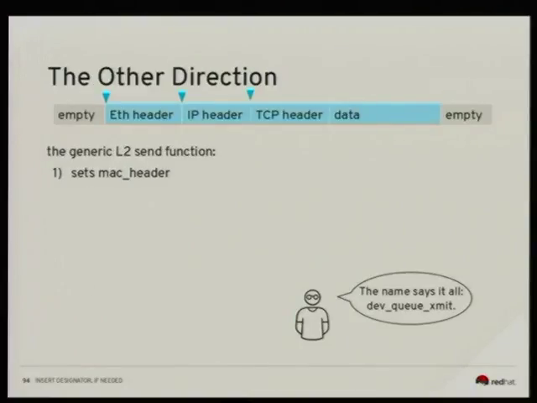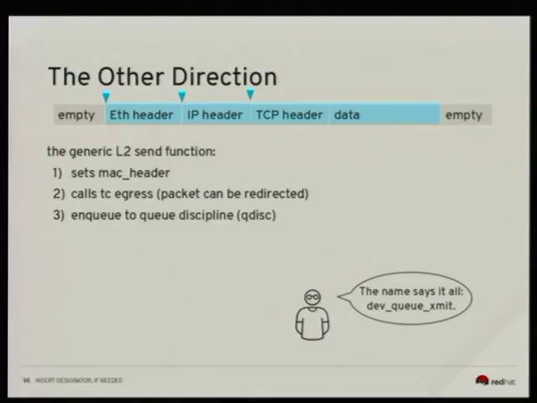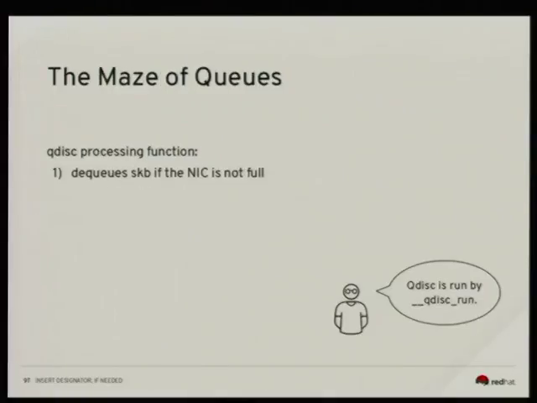The L2 send function, which is called dev_queue_xmit, sets the final pointer and calls TC egress. We met that on ingress, so this is like the opposite part, and again it can steal the packet. And then we enqueue the packet to the so-called queue discipline, qdisc. This is configurable, so there can be various stuff. The responsibility of that is to hold the queue of packets and send them out to the NIC as needed.